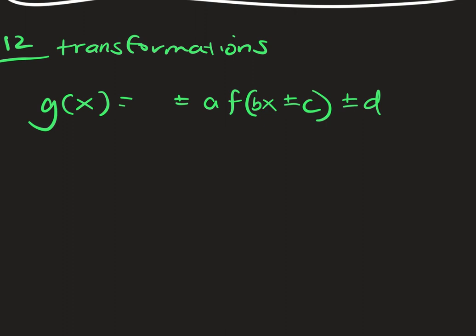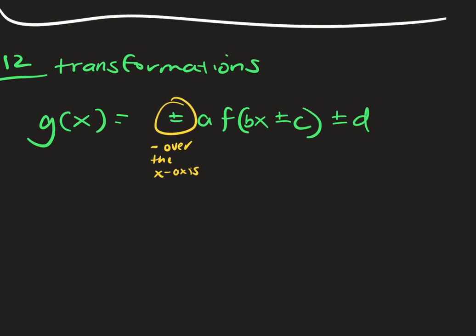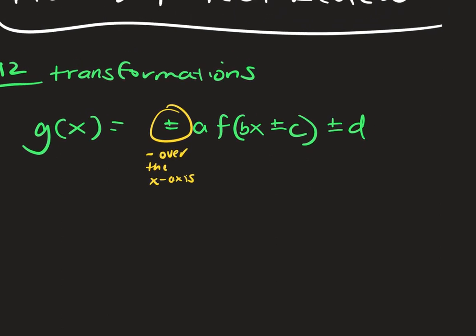If there is a positive or negative on the front, this is affecting your reflection over the x-axis, right? So if it's positive, it's normal. If it's negative, it flips it over the x-axis. Okay, that would be your reflection over the x-axis. If there's a number next to that, this is your vertical stretch or compression.